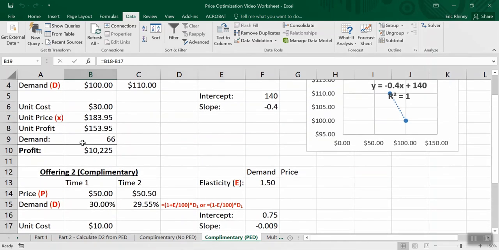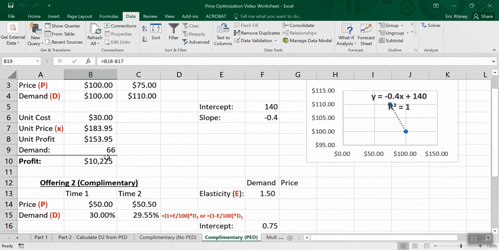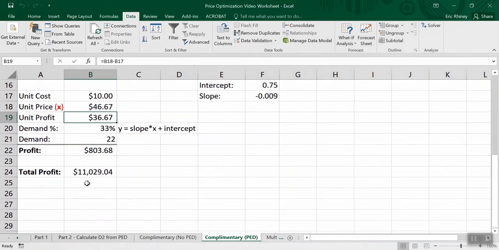An optimal price point of $183.95 was calculated or determined for offering 1 at a profit of $153.95 per unit, a demand of 66 individuals, and a total profit of $10,225. Give the same for the second one, and then the total profit, or for a total profit of $11,029. So you can say something like that.